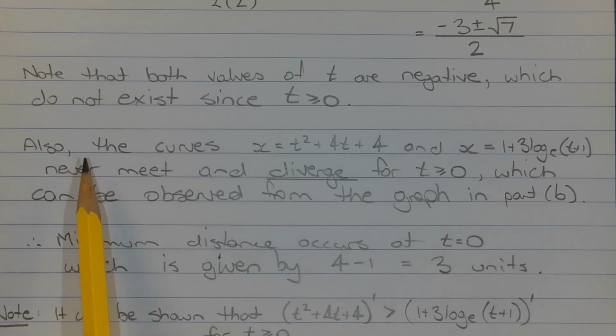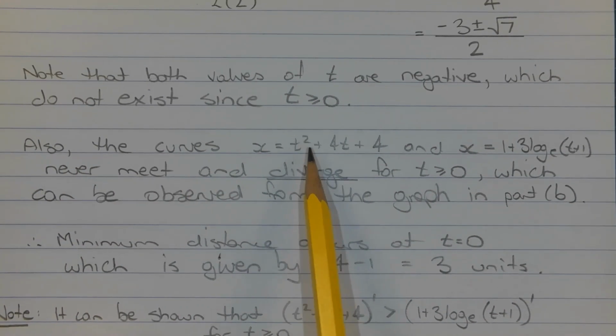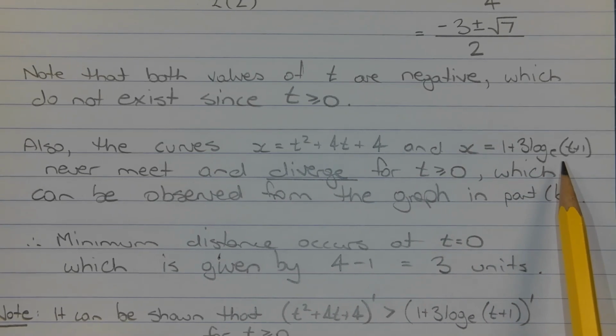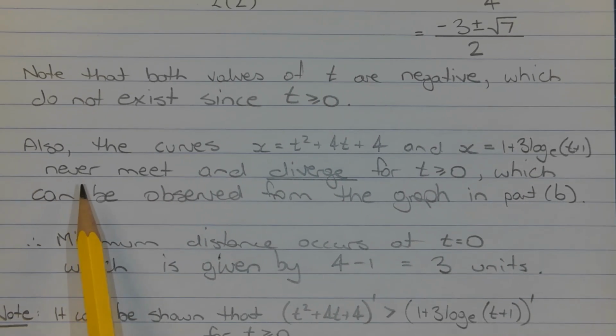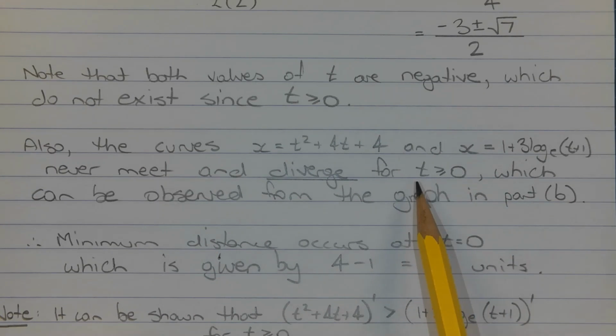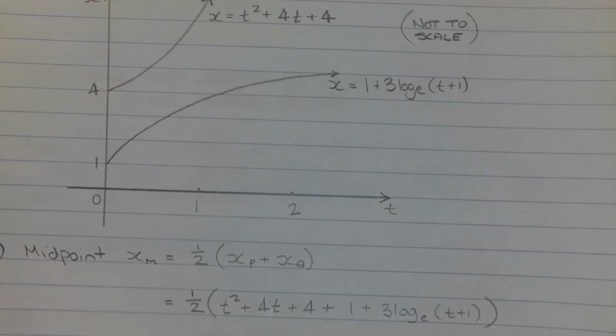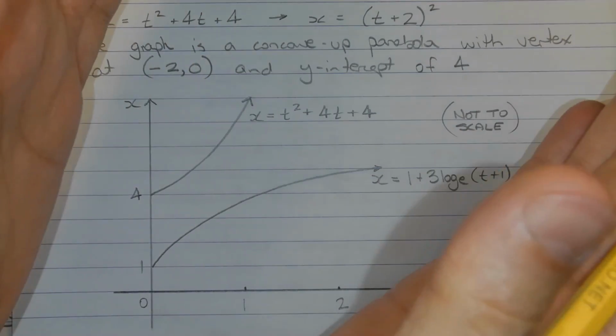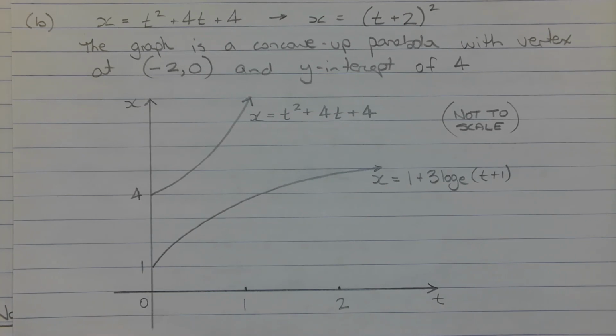Now, the curves x equals t squared plus 4t plus 4 and x equals 1 plus 3 times log base e of t plus 1 never meet and diverge. In other words, they get further and further away from each other for t greater than or equal to 0, which can be observed from the graph that we sketched in part B. And that's this graph here. So we can see that the two curves diverge, they get further apart from each other as time goes on.